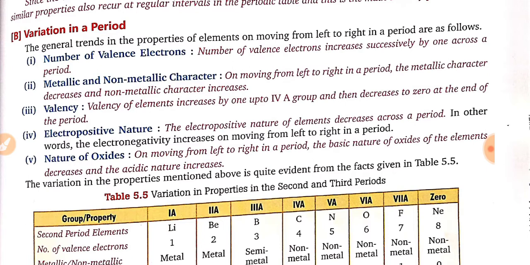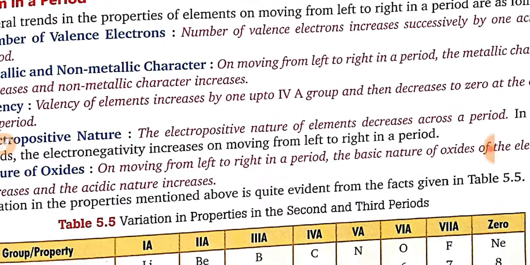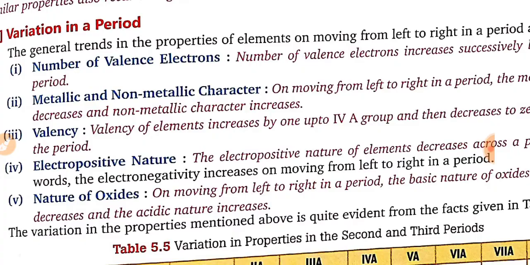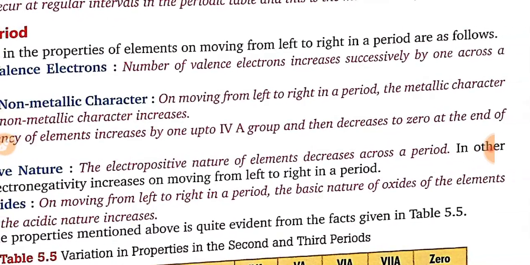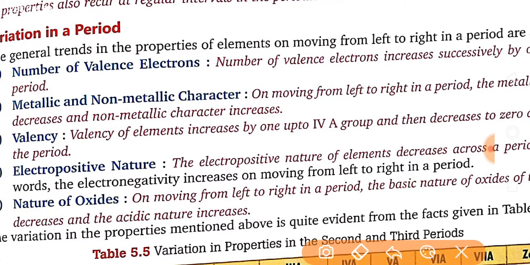The general trends in the properties of elements on moving from left to right in a period are as follows. First is the number of valence electrons. The number of valence electrons increases successively by one across a period. So if you go from one period to a different period, say this is the second period and this is the last period, the seventh period, if you go from here to here, the number of valence electrons increases.